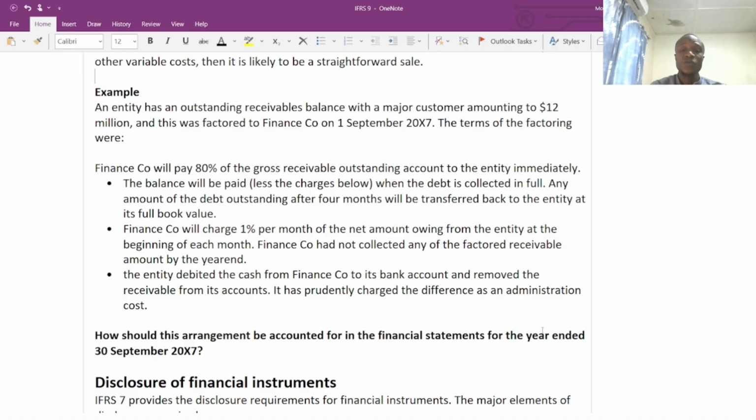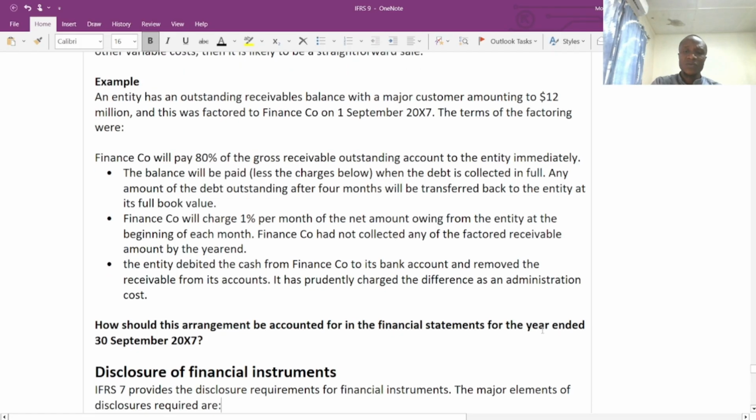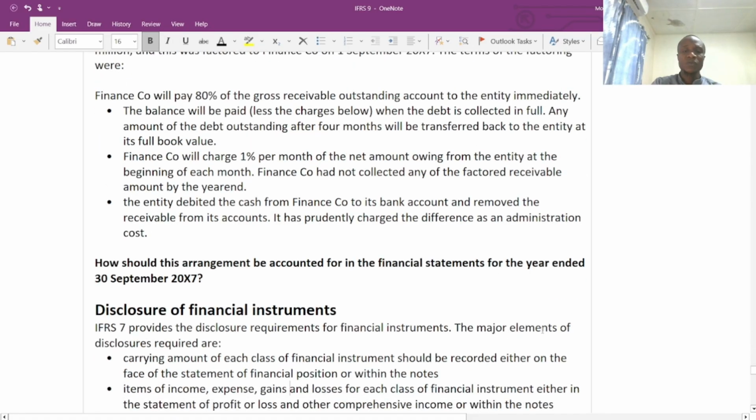Finance Co will charge 1% per month of the net amount owing from the entity at the beginning of each month. Finance Co had not collected any of the factor receivable amount by the end of the year. The entity debited the cash, so don't worry about it. Basically, this is just to introduce the concept that this is what you are going to expect in the examination. So when we are going to look at the live online session, we are going to cover this particular example. So now finally, we are going to browse through the disclosure of financial instruments.